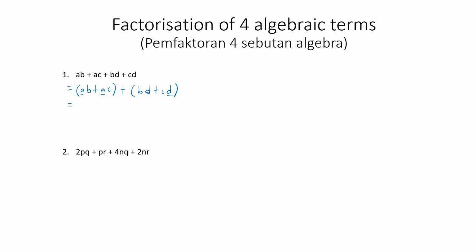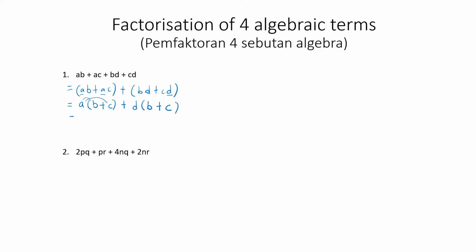The second step is you put the common terms outside of the bracket. So the common term is A outside of the bracket. So when I do an expansion, A times B, I will get AB plus A times C, I will get AC. And for another group, the common term is D. D times B equals to DB or BD is still the same, plus D times C, so that I can get CD.